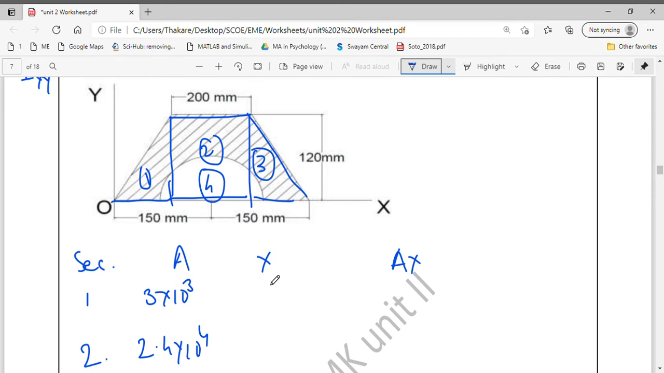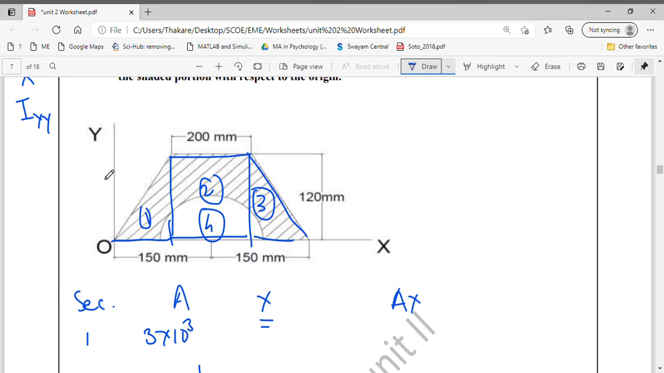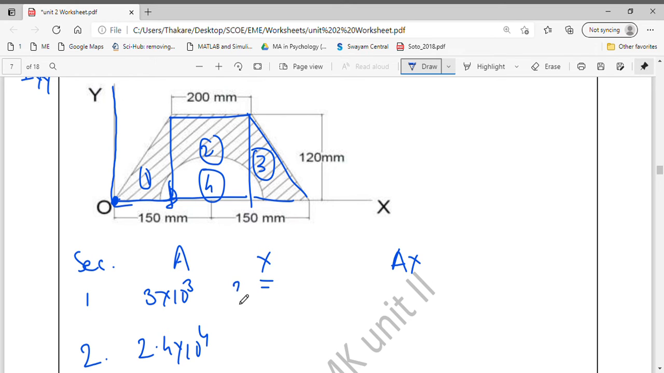Now determining x. X is your distance from y-axis, right? So here distance from y-axis for a right angle triangle, when the y-axis is at the other end and is not at the right angled end, it will be 2b by 3, 2 times of b by 3. So for first you will have 2b by 3. Your b for a triangle is 50, so 2 into 50 by 3, it comes out to be 33.33.